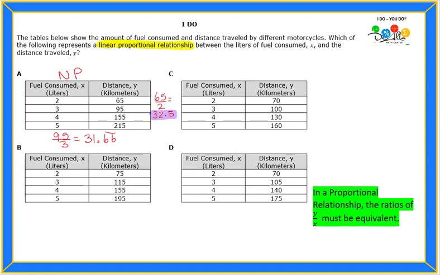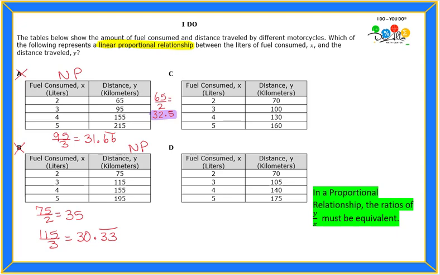So let's go to letter B. We have 75 over 2, that equals 37.5. Then we have 115 over 3. Let's go ahead and divide that, please. And we get 30.333, right? Did I get the same numbers? No. So A cannot be an answer, and neither can B, because this is also non-proportional, and I'm looking for a proportional.